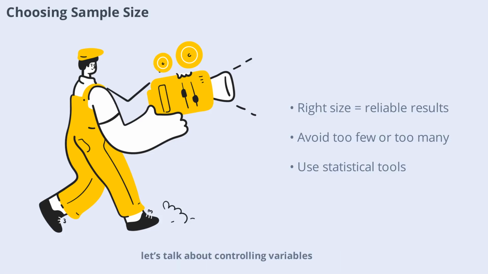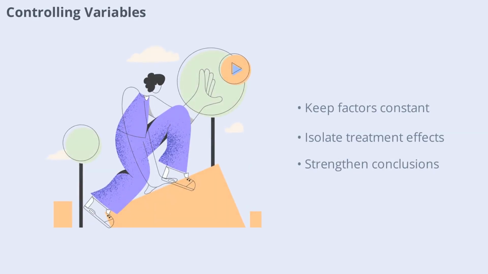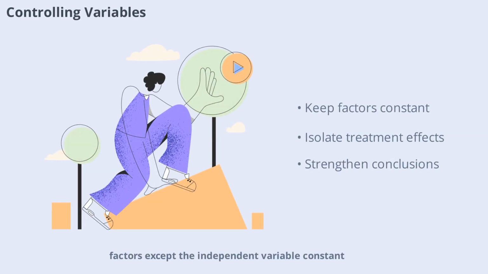Next, let's talk about controlling variables. Controlling variables means keeping all factors except the independent variable constant. This ensures that any changes in the dependent variable are due to your treatment, not other influences. For example, in a plant experiment, you control soil type, water, and temperature. Good control helps isolate the effect of your independent variable and strengthens your conclusions.